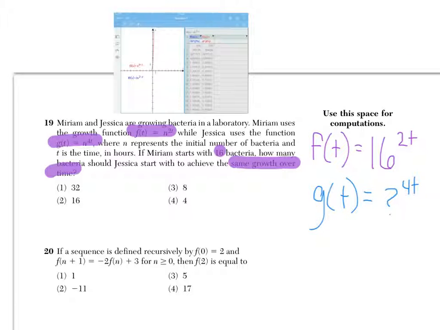Here you can see that I've graphed the two functions, and my base that ended up working out nicely was 4. So answer choice 4 is correct. I also showed the table of values to prove, yes, these two functions are the same.